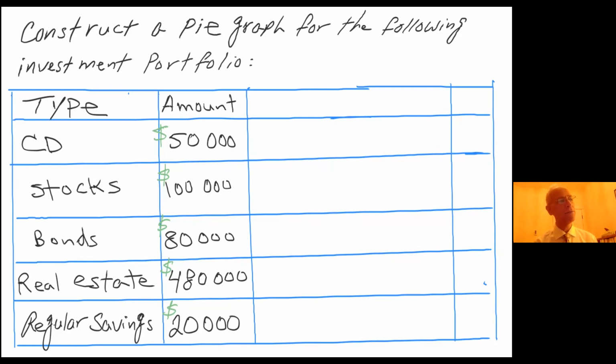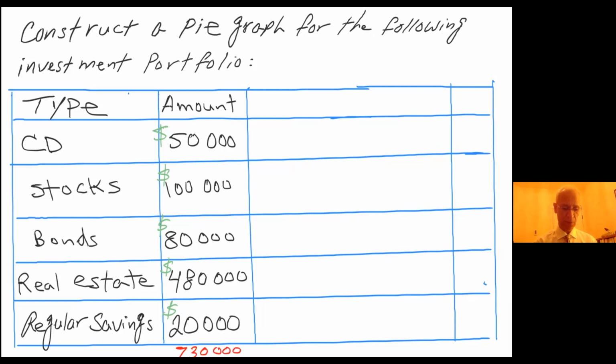So the first thing that I need to find out here is what is the total amount of money that's being invested. In other words, what's 50,000 plus 100,000 plus 80,000 plus 480,000 plus 20,000. And so if we add that up, we get $730,000. So $730,000 is the total investment.